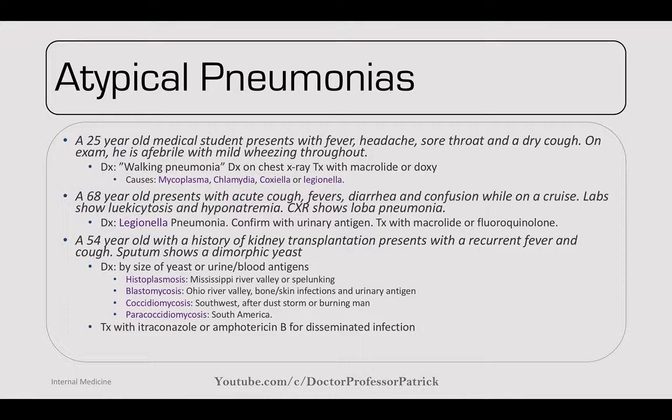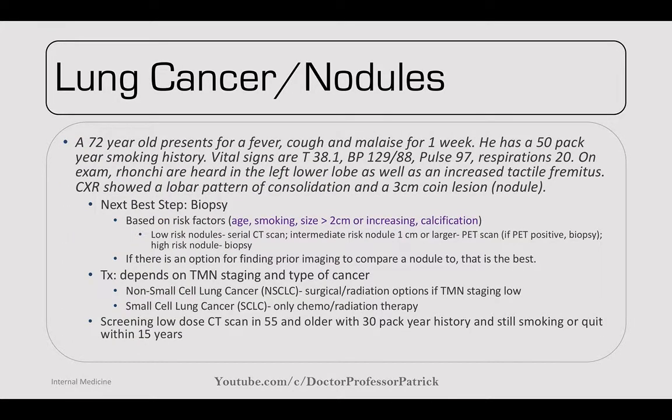And bone and skin infections are common with this one as well, and you can diagnose it with a urinary antigen. Next up, we've got coccidiomycosis, which is in the southwest, or San Joaquin River Valley fever, and it can happen after dust storms or Burning Man. And then paracoccidiomycosis is in South America. This is the largest. So with all of these, we can treat with itraconazole or amphotericin B if there's disseminated infection. And once again, look for these causes based on geography, if they mention it, or if they have a history of immunosuppression. So now, what to do if there is concern for lung cancer or lung nodules?